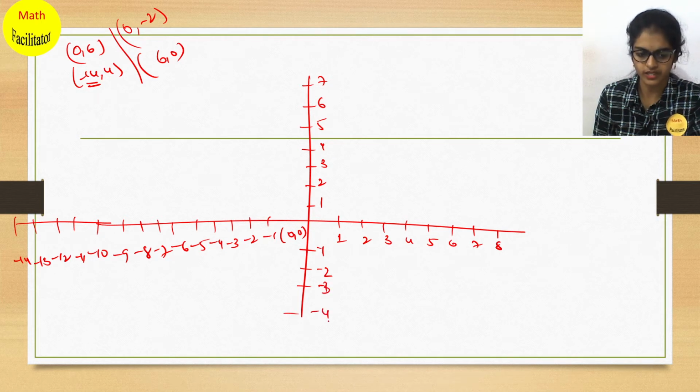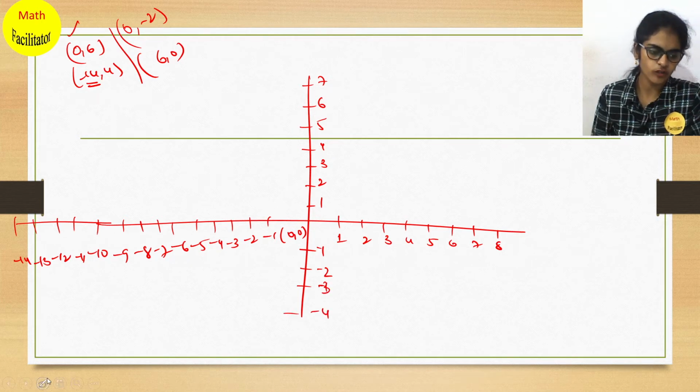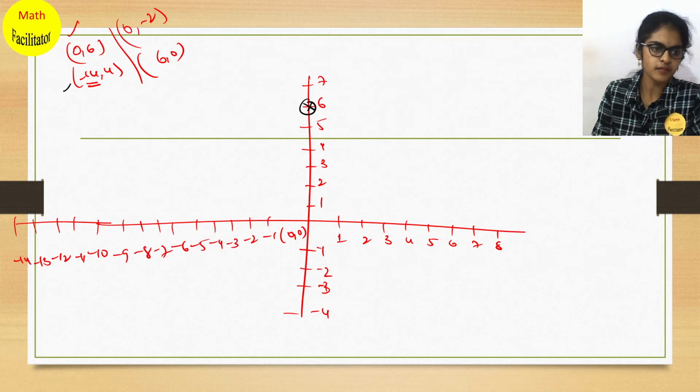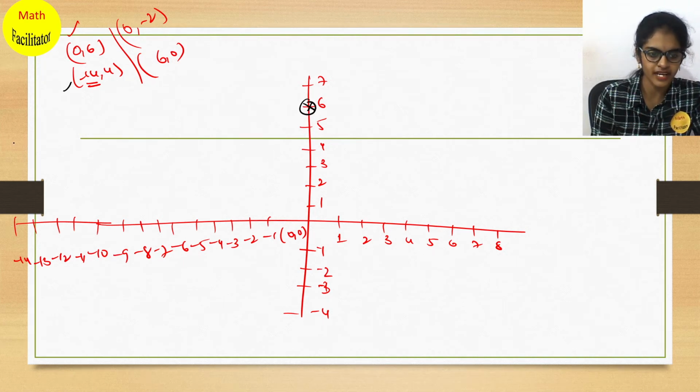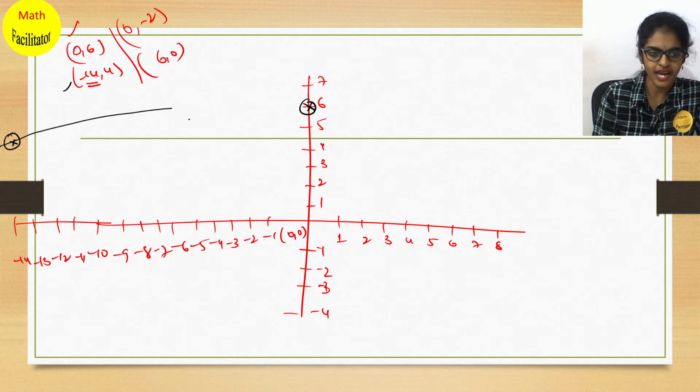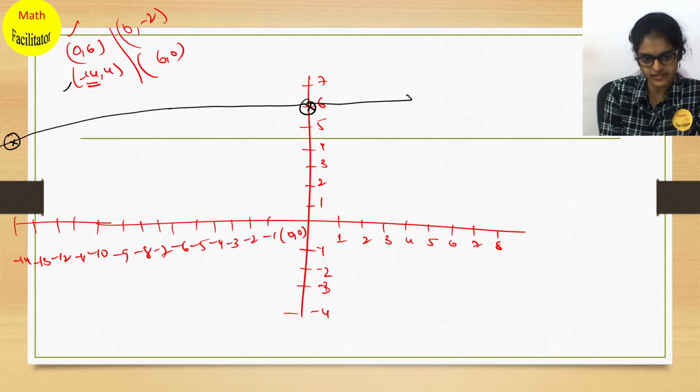Okay, 1 unit only. Now the first point 0, comma 6. That means 0 on x-axis, 6 on y-axis. So this is the point. And the second point minus 14, comma 4, minus 14 on x-axis and 4 on y-axis. So somewhere here. If I join this line, I will get a line something like this.